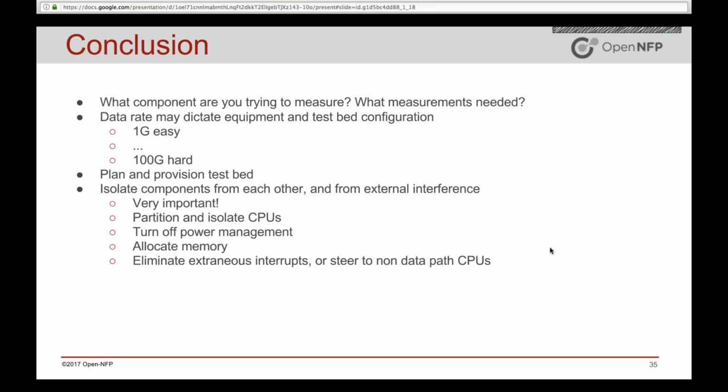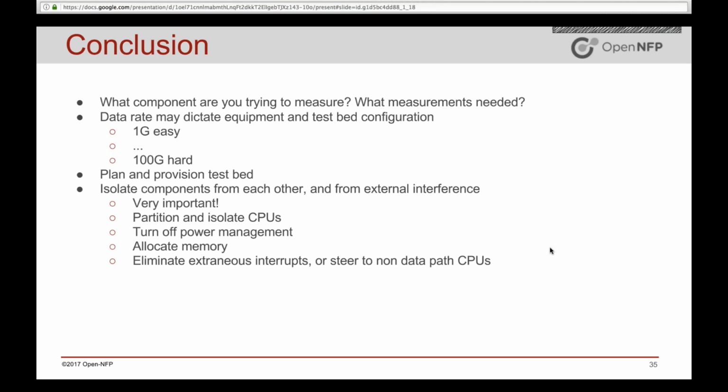I was. Okay, I was just saying that concludes our talk, but we will wrap up with the conclusions here. In starting out, you need to decide what component you're trying to measure and what measurements you need, and plan your test bed and your setup accordingly. The data rate is going to very much influence what components you use.